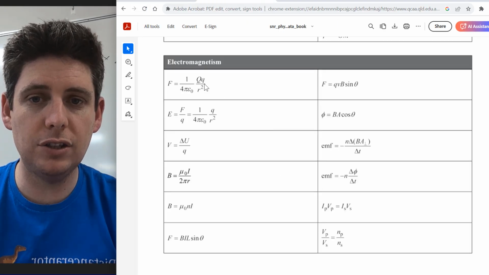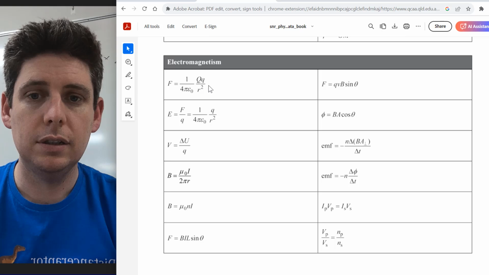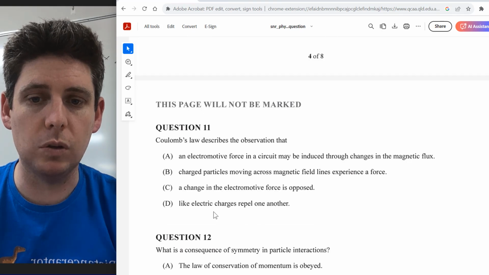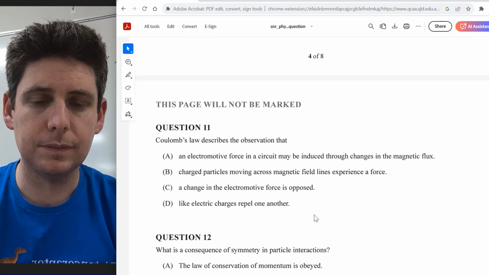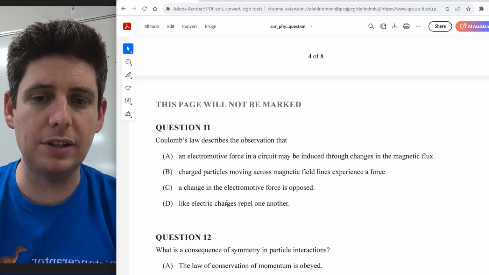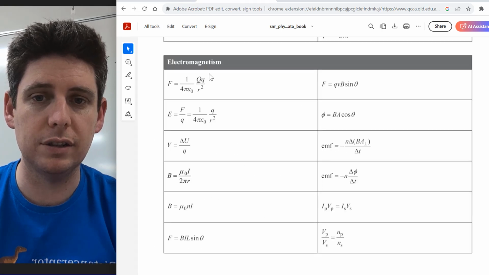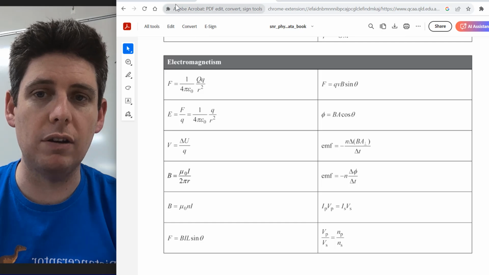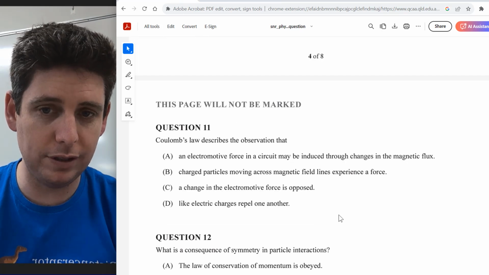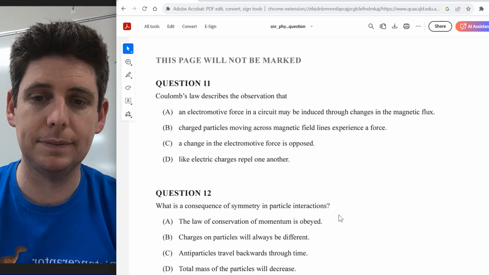Like electric charges repel one another. So we've got charges in here, and that's what Coulomb's law is about. So it's describing the observations of electric charges. Q and Q are electric charges. So D, 11D is correct.